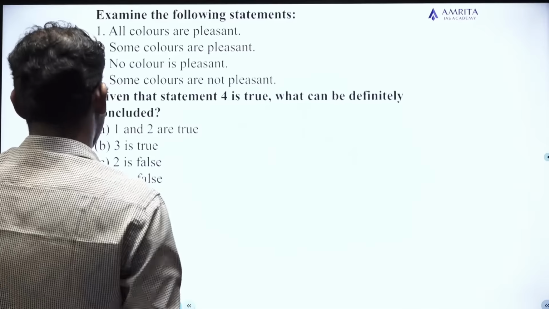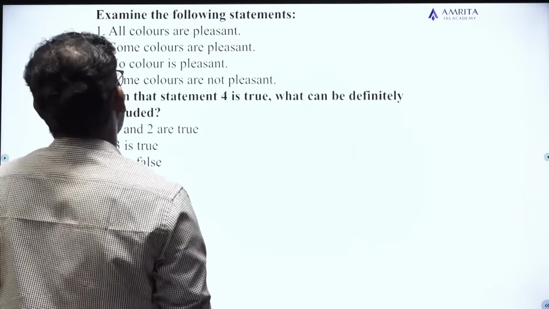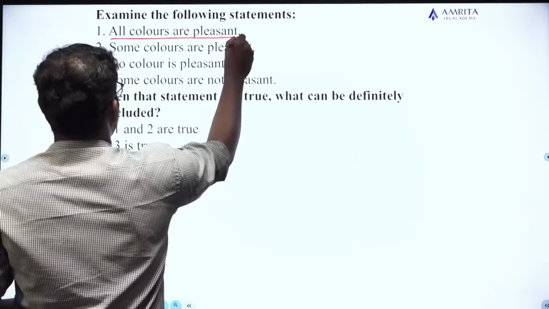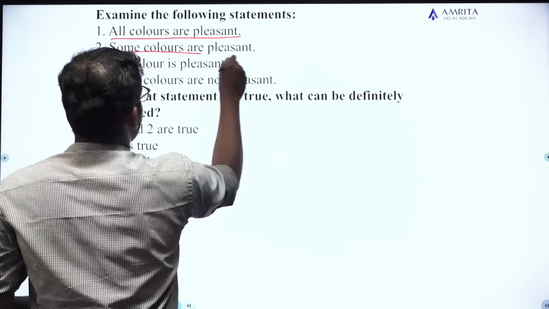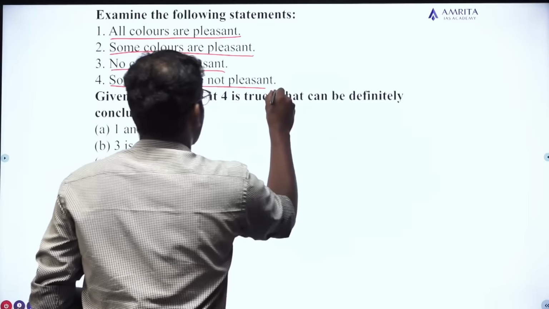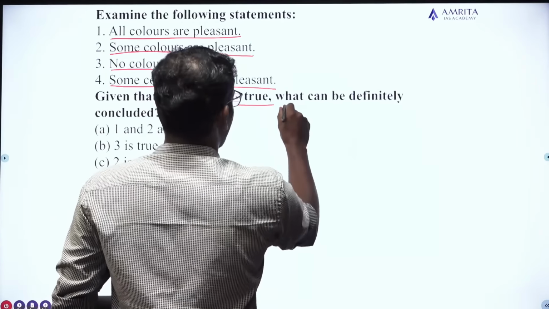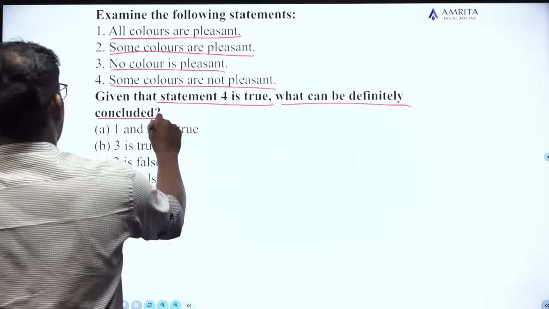Moving to the third question. Examine the following statements. One: all colors are pleasant. Two: some colors are pleasant. Three: no color is pleasant. Four: some colors are not pleasant. Given that statement 4 is true, what can be definitely concluded?